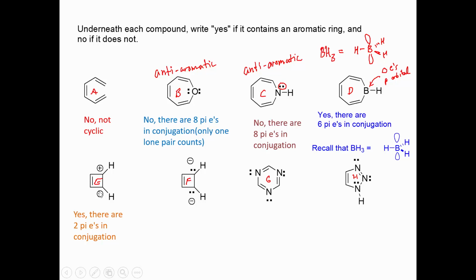What about F? We're going to turn the dication into the dianion. All right, so we still have complete cyclic conjugation because we have the potential p orbital at every carbon in the ring. We have 2 here, that makes 4 from the carbanions, and then 2 more from the pi bond, so that adds up to 6. So yes, we have a 6 pi electron system, complete cyclic conjugation. This is an aromatic compound.